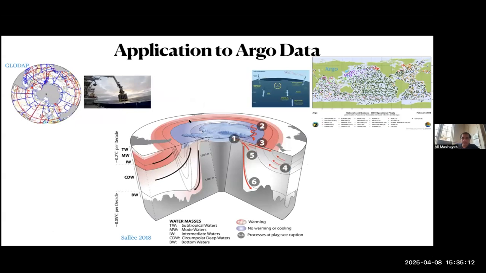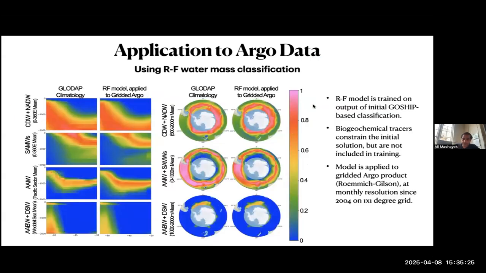For example, that's the GLODAP data that I showed, on which we train. Now you can go to Argo floats that sample the top 2 kilometers of the ocean. You can build a climatology based on the Argo floats that measure temperature and salinity. And there's a product by Roemmich and Gilson at Scripps Institution of Oceanography, which is the Argo climatology. And then you can apply your predictor, which only works based on temperature and salinity, to look at the water masses within the Argo product.